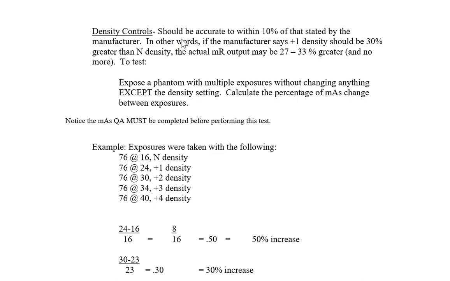There's really no good way to describe exactly how much of a change you should have in between those density controls, because some of your density controls are just plus one, plus two, minus one, minus two. Some of them go all the way up to plus minus five. But what we should see is within 10% of what is stated by the manufacturer. So if the manufacturer says that a change from normal density to a plus one is a 30% change, then it should be within 10% of that 30% change.